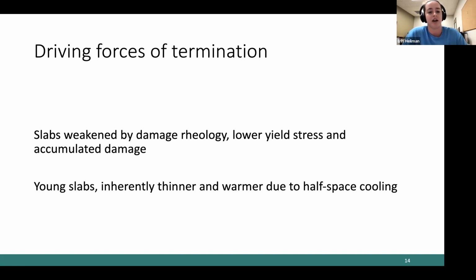But the second thing we find as sort of a control on this is that these slabs tend to be younger. We find that they're essentially thinner and warmer. There's no way in our model for us to measure the actual age of the subducting slab. So we are just inferring this from half-space cooling laws when we look at the internal temperature of the slab and the thickness.